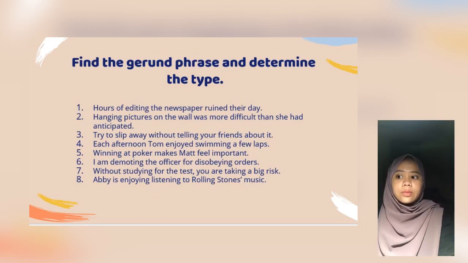6. I'm demoting the officer for disobeying orders. 7. Without studying for the test, you are taking a big risk. 8. AB is enjoying listening to Rolling Stones music.